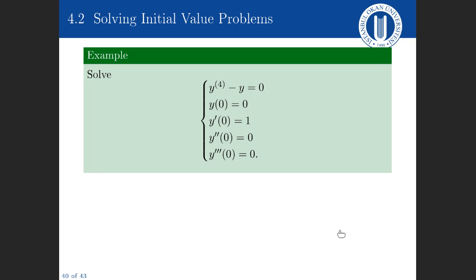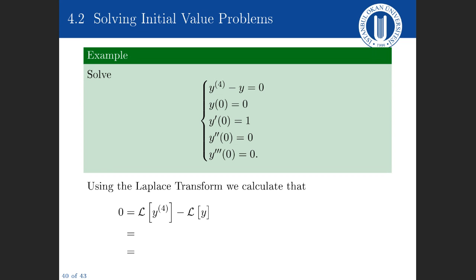Another example. This time a fourth order linear differential equation. The fourth derivative of y minus y is equal to 0 with the initial conditions y of 0 is 0, y prime of 0 is 1, y double prime of 0 is 0, y triple prime of 0 is 0. We start with the Laplace transform of the differential equation, and we use our formula for the Laplace transform of the fourth derivative of y. Here we are.